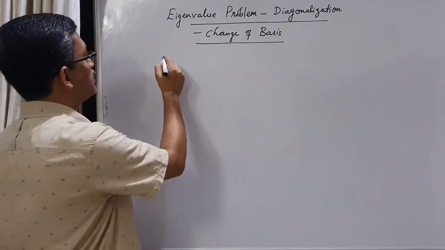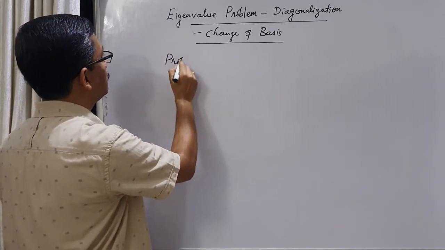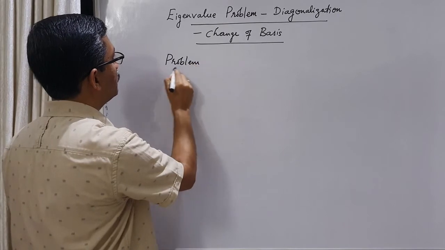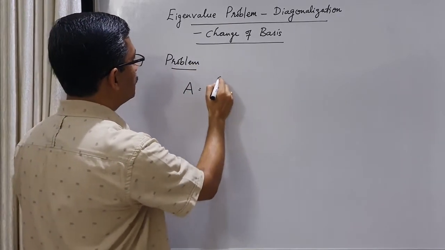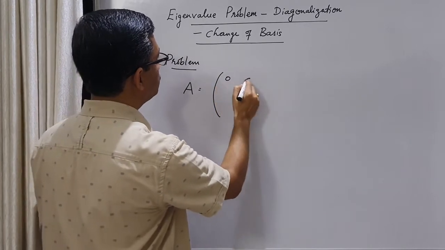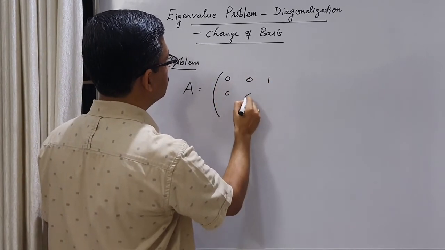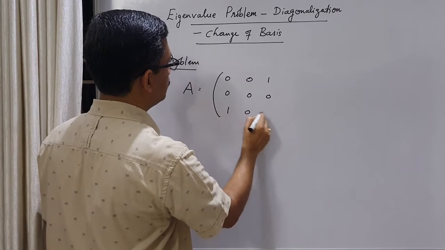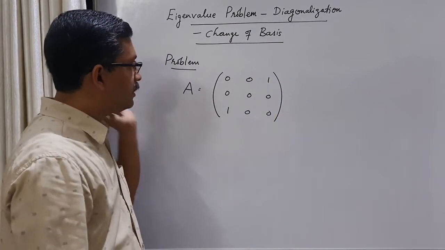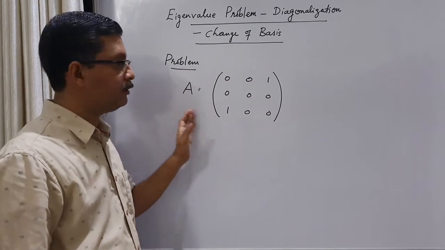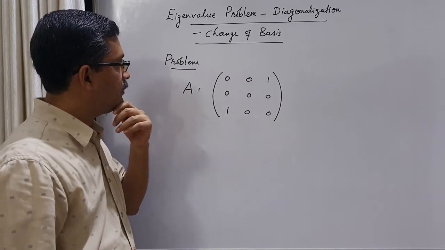Let's consider this problem. You can do this as homework. Consider a matrix. You can see that this is a Hermitian matrix. A dagger is equal to A.